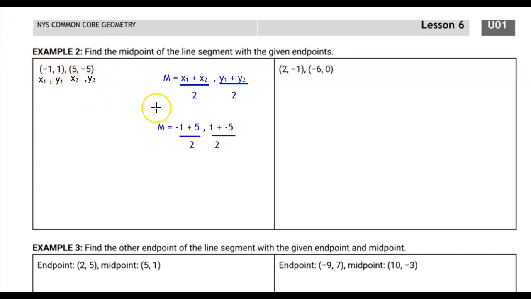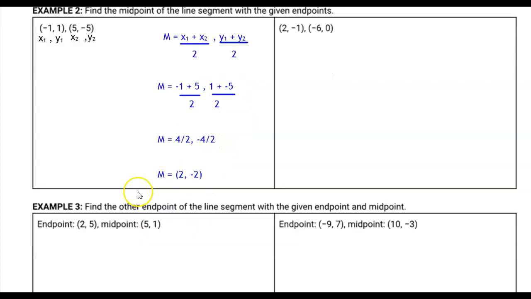You can see that x1 is -1, so we put it here. x2 is 5, so we put it here, and so on. Now it's easy enough to combine like terms on the top and divide by 2. So there's our final answer. We have negative 4 over 2 here and positive 4 over 2 here. We simplify to just 2, negative 2. So there's our midpoint. Easy enough.